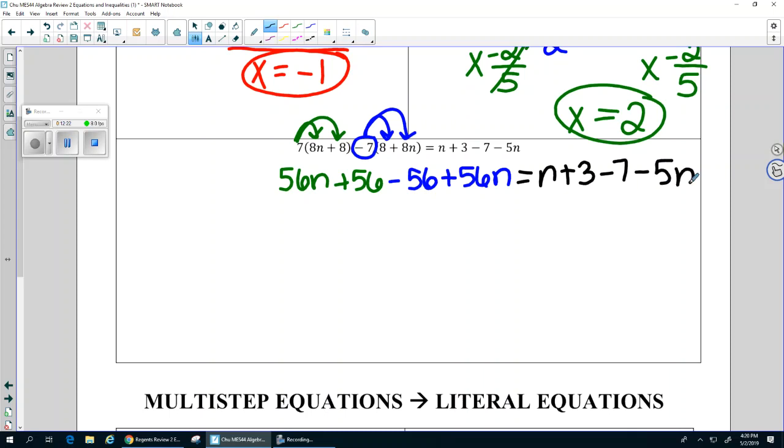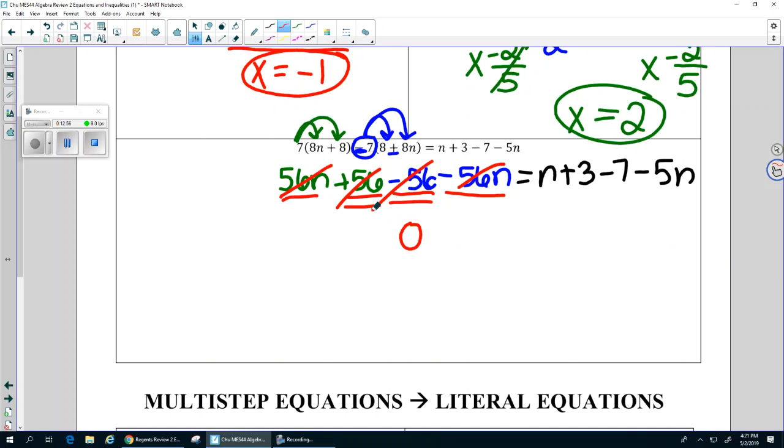What I want to do next is combine like terms. So on my left side, 56n combines with, oh, I must have messed up. This is a -56. Okay, because that was -7 times +8. So that gives you -56. So positive 56n and -56n, they actually cancel each other out and we get 0. And then positive 56 and -56 also cancel each other out, so we're left with 0 on the left side.